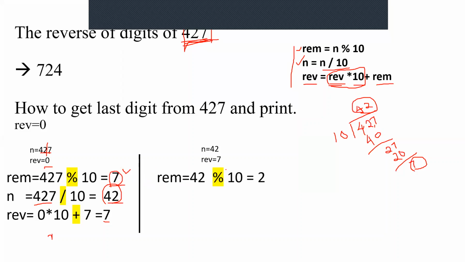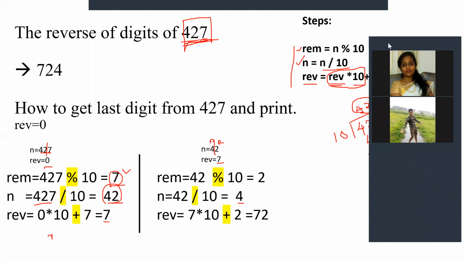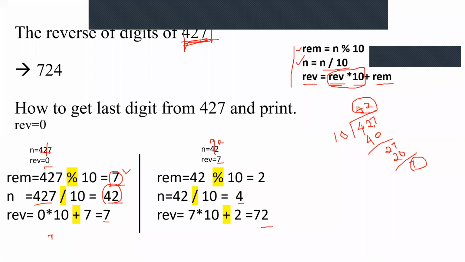What will be the first step now? Remainder equal to n mod 10. The n value is 42, so we are finding 42 mod 10. You just make a cut after the last digit, so you get the remainder part and the quotient part. The quotient part is taken as the n value, right? So here n equal to 42 by 10, that is 4. The current value of reverse is 7, so you substitute here 7 into 10 plus 2, that is 72, right? We have reached the halfway.